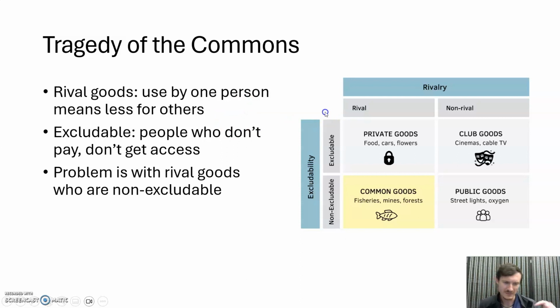So we can kind of line up our little chart here. So this is all the stuff that is rival. So one person using it impacts another. And this is the stuff that is excludable here. And we can kind of look, okay, so private goods are rival and excludable. Cars, flowers, you can stop somebody from getting it if they don't pay. And one person using it means there's less for others.